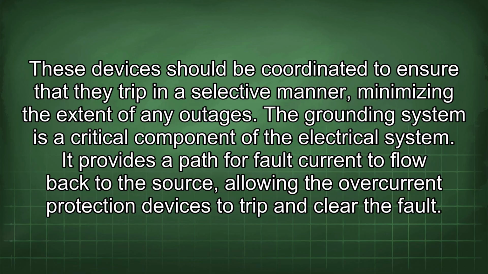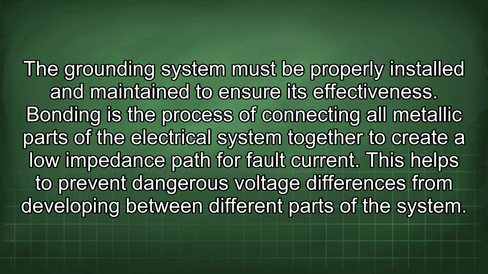The grounding system is a critical component of the electrical system. It provides a path for fault current to flow back to the source, allowing the overcurrent protection devices to trip and clear the fault. The grounding system must be properly installed and maintained to ensure its effectiveness.